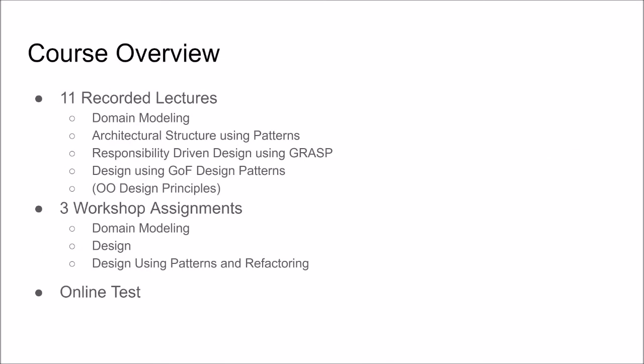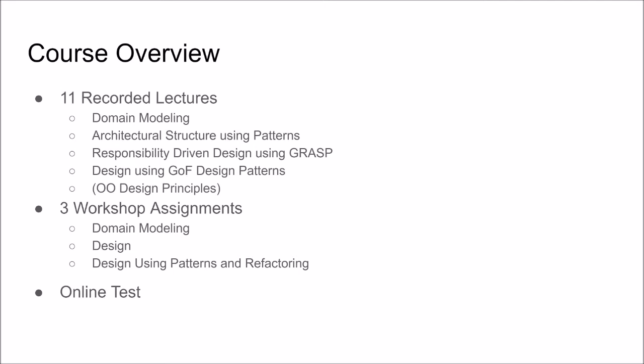The course consists of 11 lectures that cover the theoretical and practical aspects of four main areas. First, we will look at domain modeling. Then we will look at architectural high-level structure using patterns. Then we will focus on low-level design using the responsibility-driven design methodology and general responsibility assignment software patterns, GRASP. Finally, we will look at the design using some Gang of 4 patterns. The course is concluded by looking at general object-oriented design principles and how the previous patterns realized these principles.